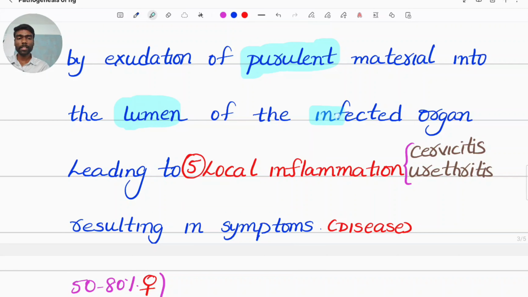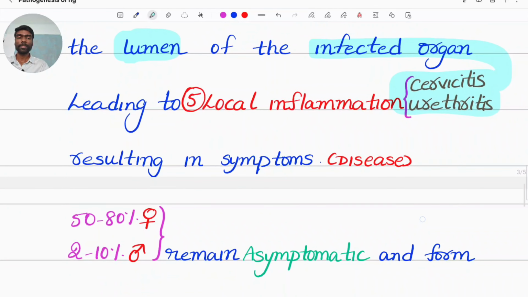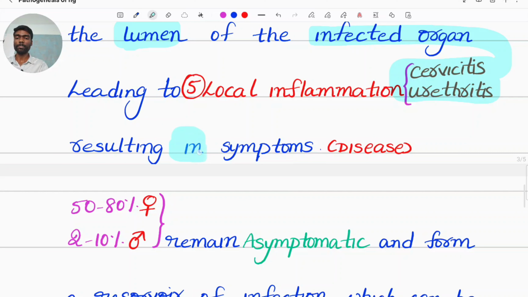If the infected organ is the urethra, it will lead to urethritis. If it is the cervix, it will lead to cervicitis. This exudation of purulent material will be in the form of a flow of seed. Hence, it is given the name gonorrhea. Gono means seed, rhea means flow, ultimately resulting in symptoms, nothing but disease. So, pathogenesis from entry to causation of disease has finished.